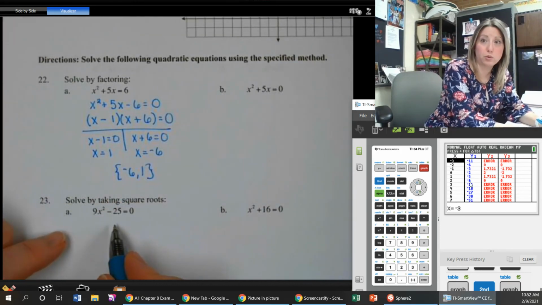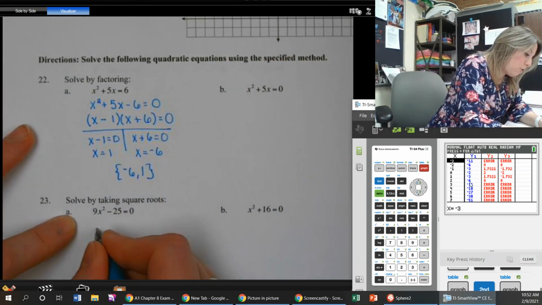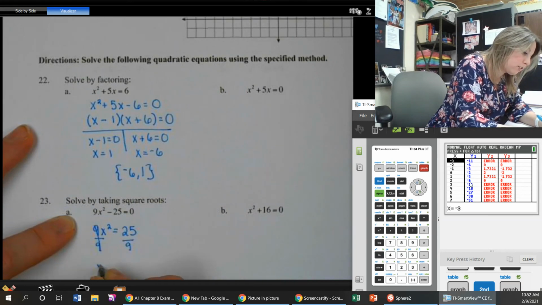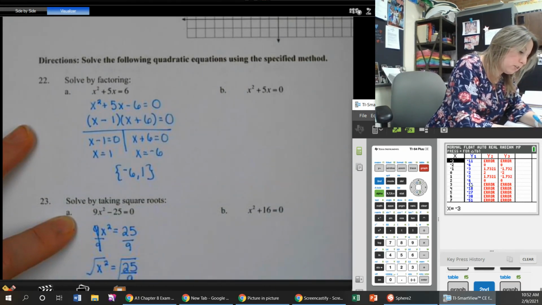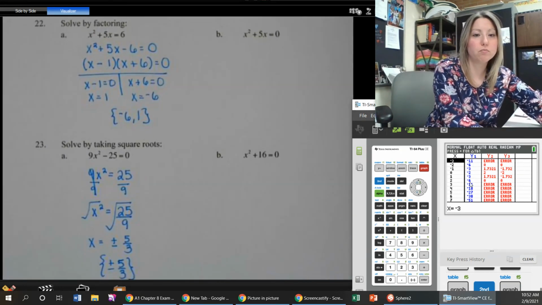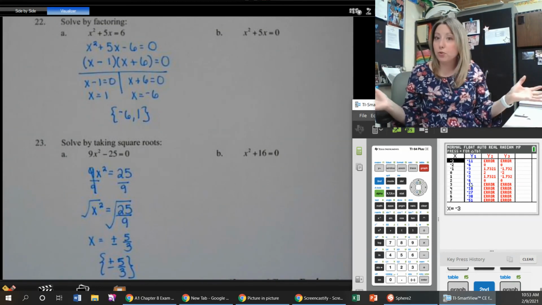By taking square roots, get x squared alone, and then take the square root of both sides. So add the 25 over. 9x squared equals 25. Divide both sides by 9. Do not worry about reducing that fraction because 25 and 9 are both perfect squares. So leave it like that. Take the square root of both sides. X equals plus and minus 5/3. And that's perfect. Leave that as your answer. Do not worry about turning it into a decimal or anything further than that.